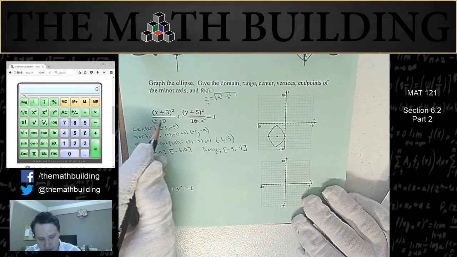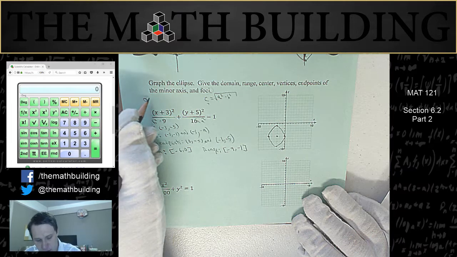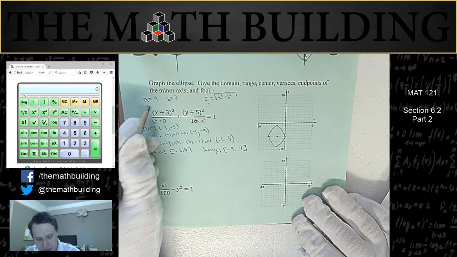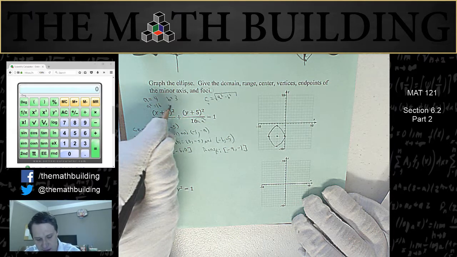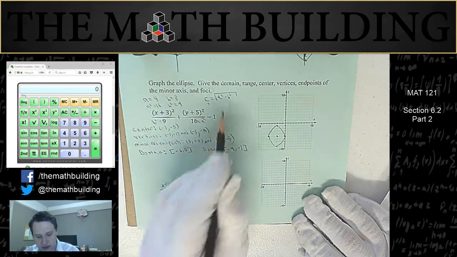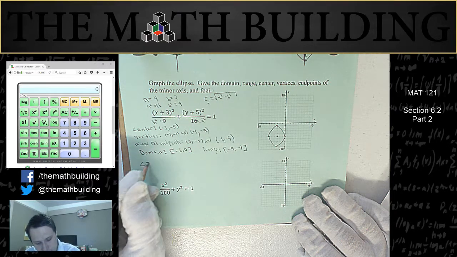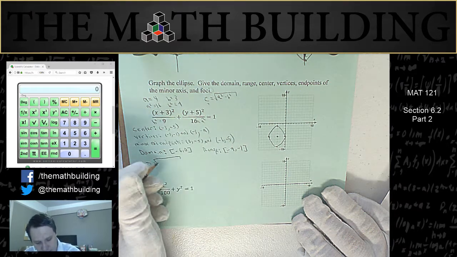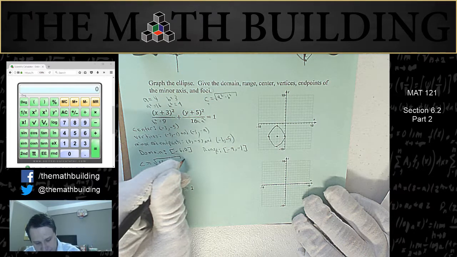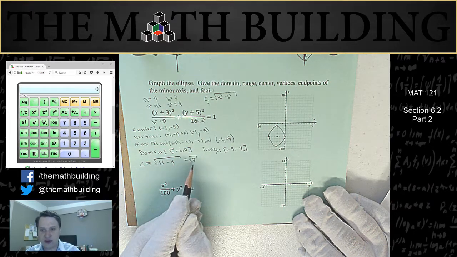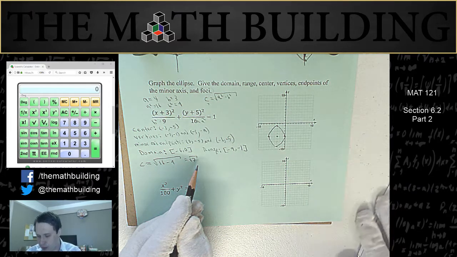B squared is 9. So a is our larger number, so a equals 4. B equals 3. A squared is 16. B squared is 9. So c equals the square root of a squared minus b squared, or c equals the square root of 16 minus 9, which equals the square root of 7. So c is the square root of 7, and here's how it works.